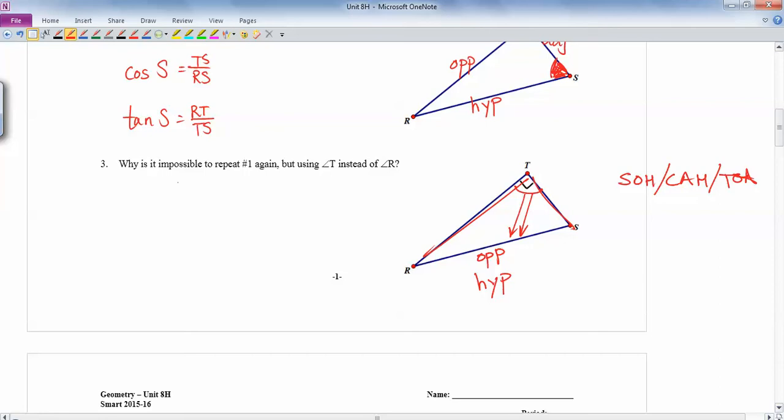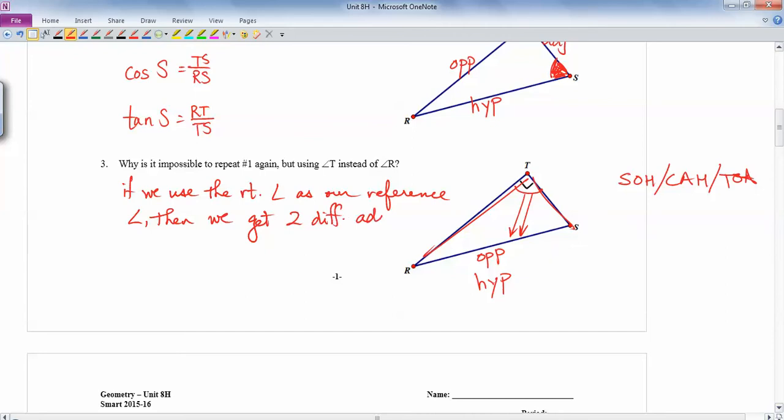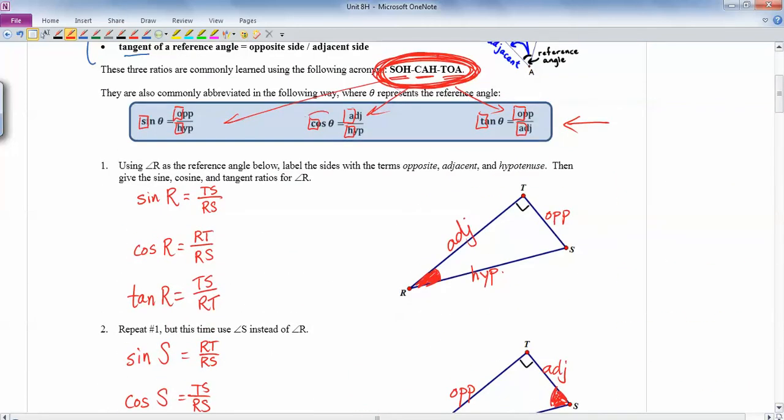So the issue here is the adjacent side. If we use the right angle as our reference angle, then we get 2 different adjacent sides. Which is a problem because if you're trying to solve some problem that says cosine equals adjacent over hypotenuse, you have no way of choosing an adjacent side. You can't just decide which one will be adjacent and which one won't.